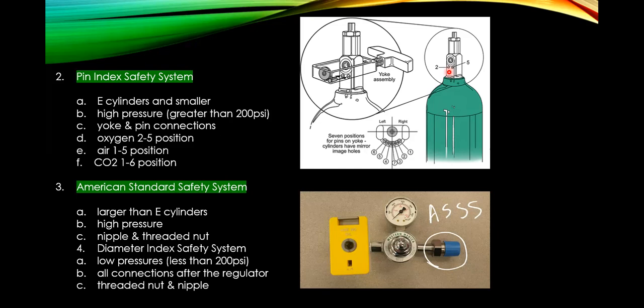So the pin index safety system is for E cylinders and smaller. I call them the little pissants, right? P-I-S-S, little pissant tanks, all right? Those are the ones for E cylinders and smaller, little bitty pissants, okay? The pin index safety system, the P-I-S-S, is what you're going to see it written as. Look at the pin positions.